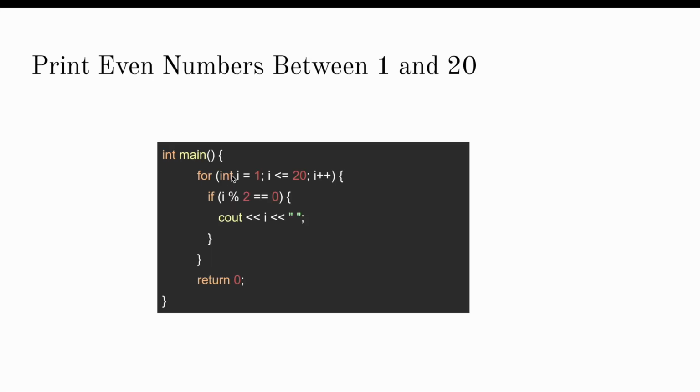All right, so then print even numbers between 1 and 20. That's a modulus operation we use. If we divide a number by 2, if the remainder is 0, that number is even. If the remainder is 1, that number is odd. So that's the only condition that we have. If we take the modulus of the number, if it is equal to 0, that will be even. Otherwise it will be an odd number.